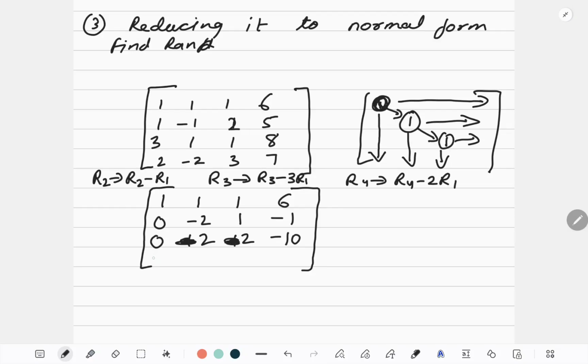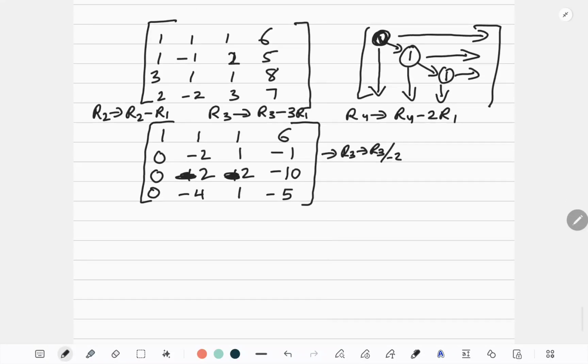Now last row, 0. Now minus 2 is minus 4. 3 minus 2 is 1. 7 minus 12 is minus 5. Correct. Now if you observe the third row, I can divide it by minus 2. So R3 I am dividing by minus 2. Okay. So what did I get?